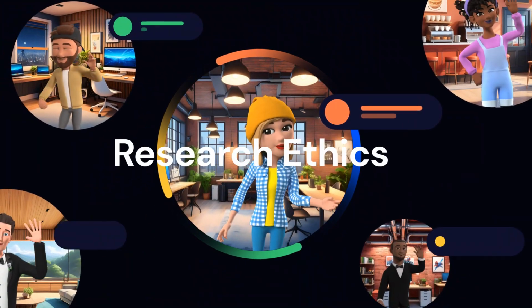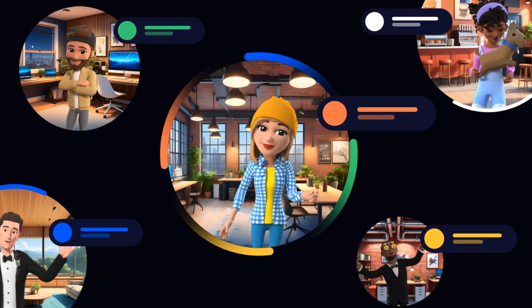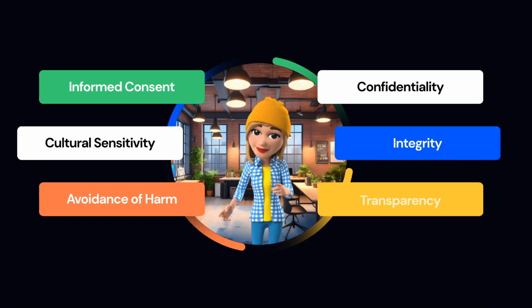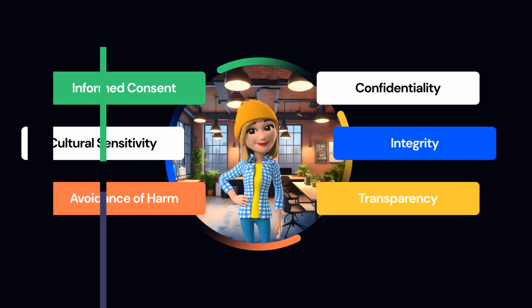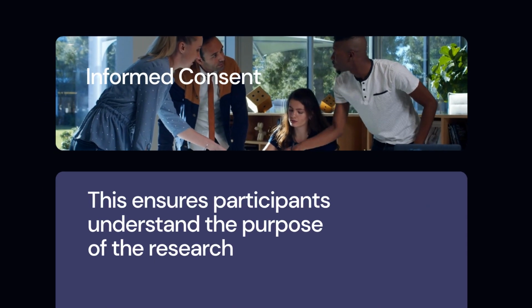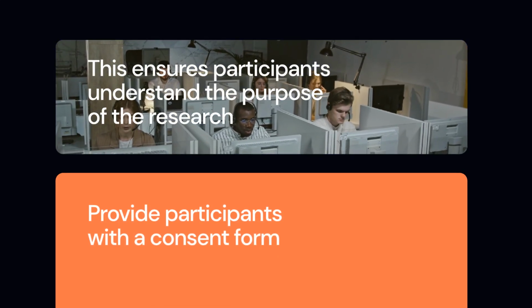Research ethics are principles that should guide all academic research involving human participants to ensure that it respects the dignity, rights, and welfare of everyone involved. The cornerstone of these is the principle of informed consent, which ensures that all participants understand the purpose of the research and what it entails.